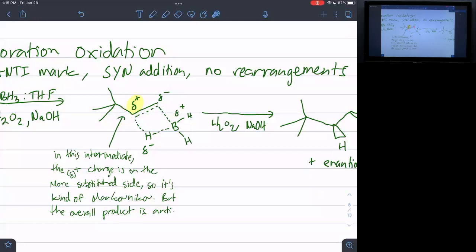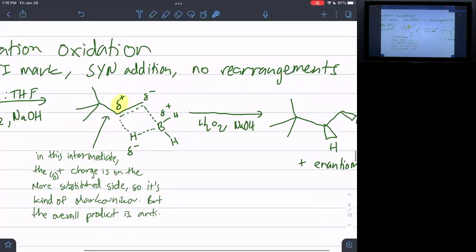Is this the delta negative? And then the more substituted one gets the delta positive. This makes it technically Markovnikov, but the actual product, since the hydrogen ends up on this side, is going to be anti. So after you get this, you get the BH2 complex on the least substituted side, and you get the hydrogen on the more substituted side.